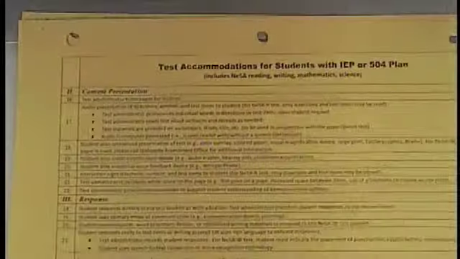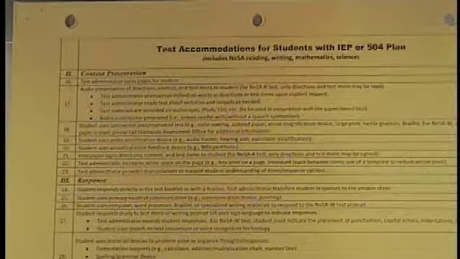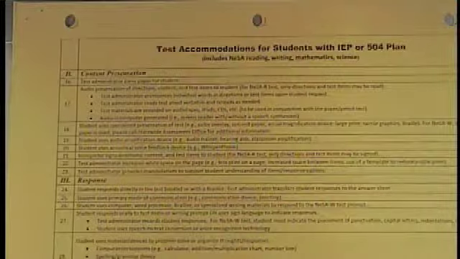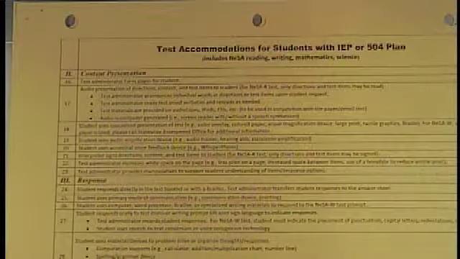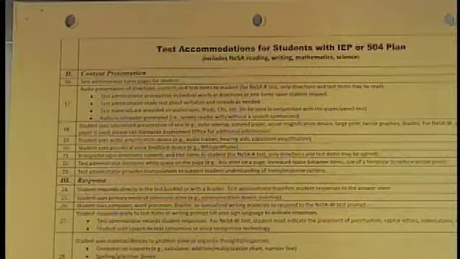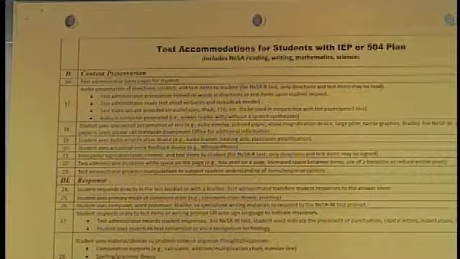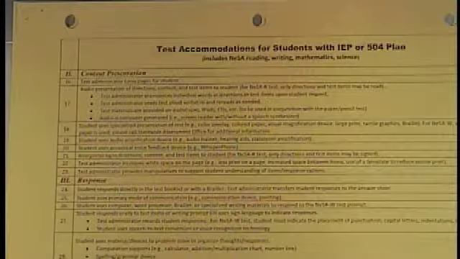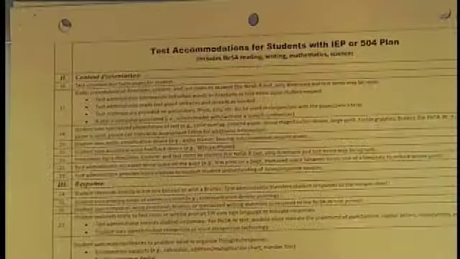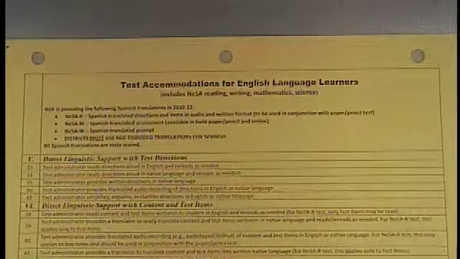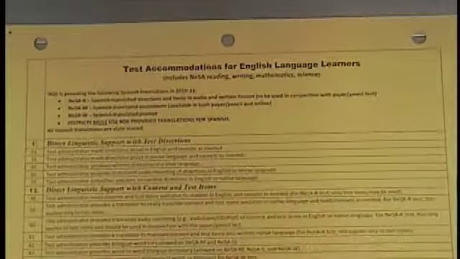The next page has the accommodations for students with IEPs or 504 plans. These are the only accommodations that are available for them. Remember that if it says in a student's IEP plan that they can have special accommodations, it has to be written in that plan in order for it to be used when they're taking the assessment. Then also there are test accommodations for English language learners, if you have those within your district, and you need to pay special attention to them.